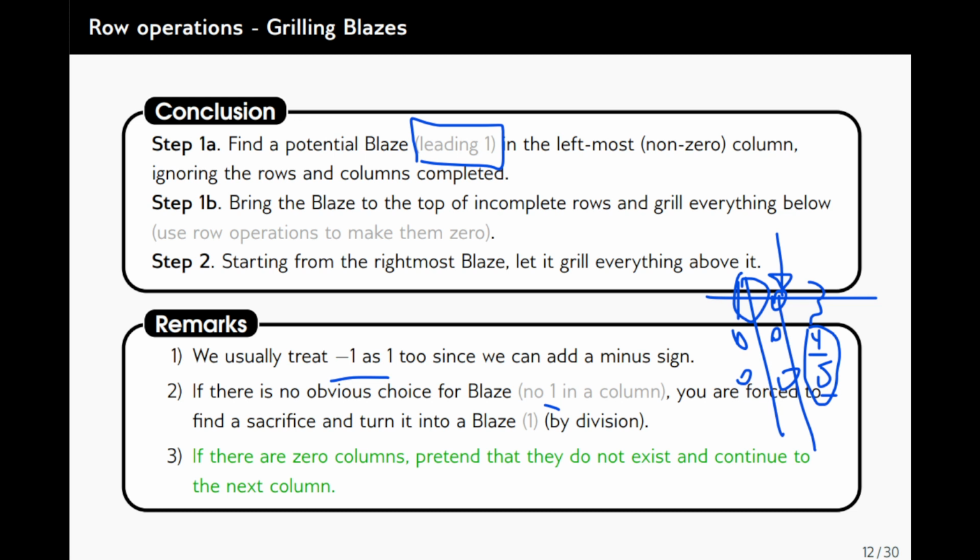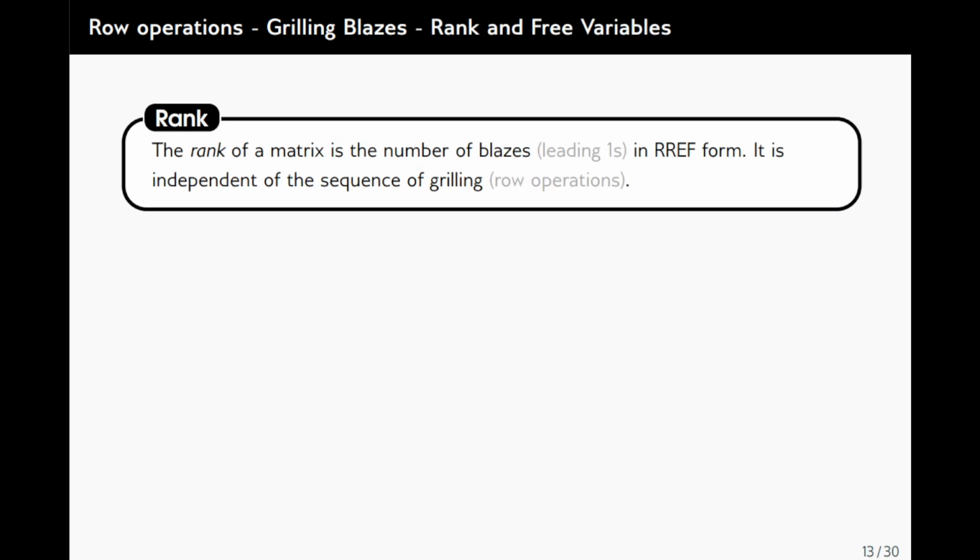Something related: the rank of a matrix is the number of places. So, for example, if you have a matrix like this, you count the number of places, and it's exactly the rank. This is independent of how you try to do the row operations.